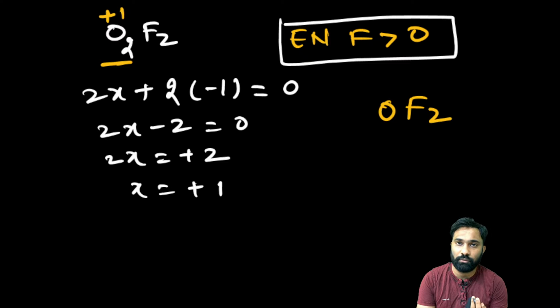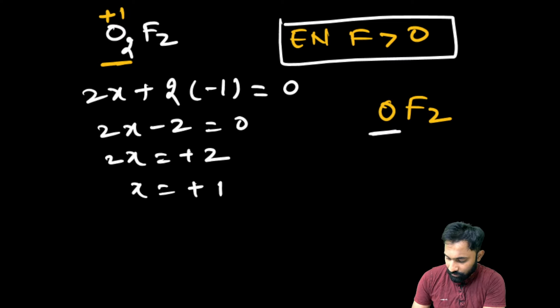Suppose they have given a compound OF2, where oxygen has formed a bond with fluorine. Can anyone tell me what the oxidation number of the oxygen is here? Yes, good. It is a +2 oxidation state.